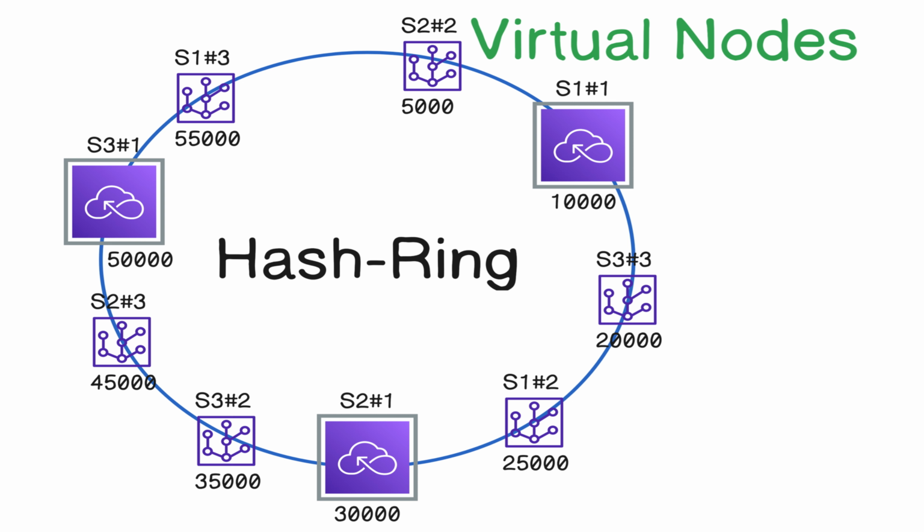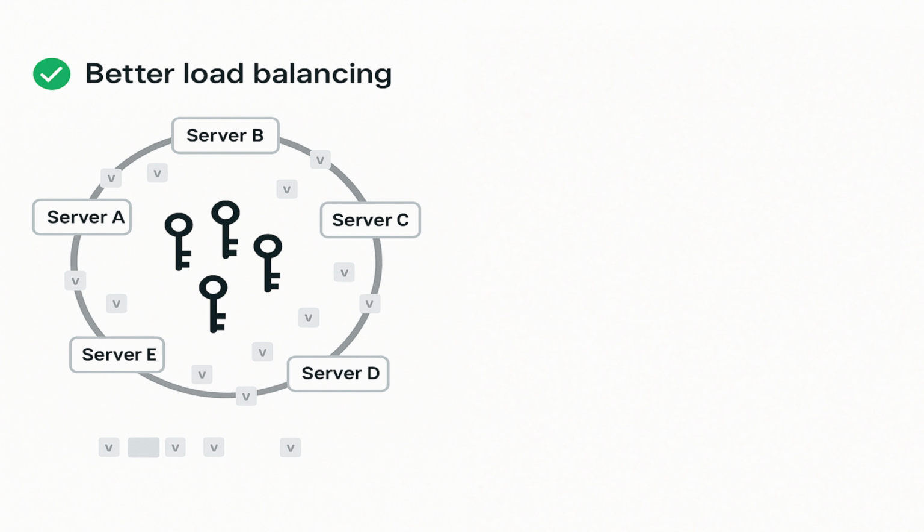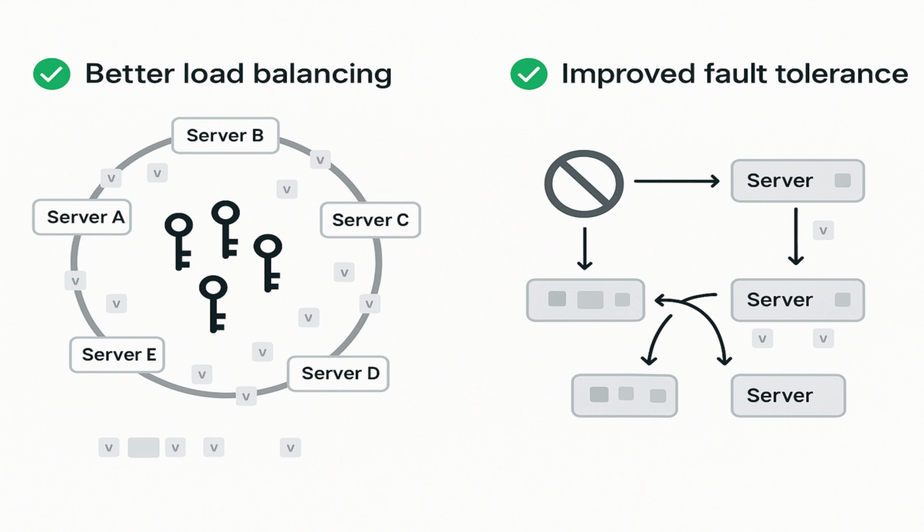We can repeat the same for S2 and S3. Now each virtual node is treated like a separate mini server on the ring, but they all actually point to the same physical server. Instead of having 3 points on the ring, we have 9 spread out points. This leads to better load balancing because the keys are now spread more evenly, and it also improves fault tolerance. If a server goes down, its virtual nodes are spread out, so other servers can take over more smoothly and all the traffic will not overload a single server. So that's consistent hashing for you.